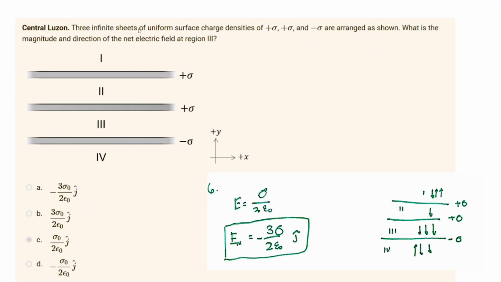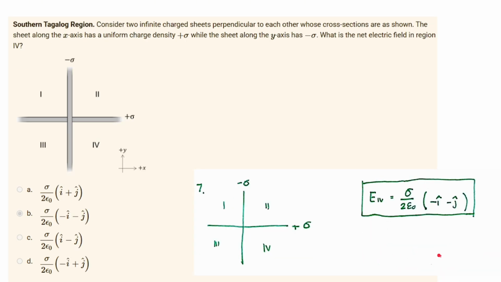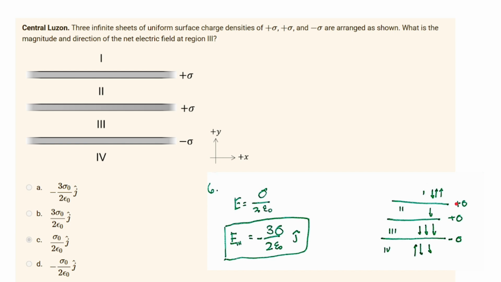Three infinite sheets of uniform surface charge densities, positive sigma and negative sigma, are arranged as shown. What is the magnitude and direction of the net electric field at region 3? We can draw it again: regions 1, 2, 3, 4, with positive, positive, negative sheets. We have to remember again that positive pushes away, P for push away, and negative pulls in.